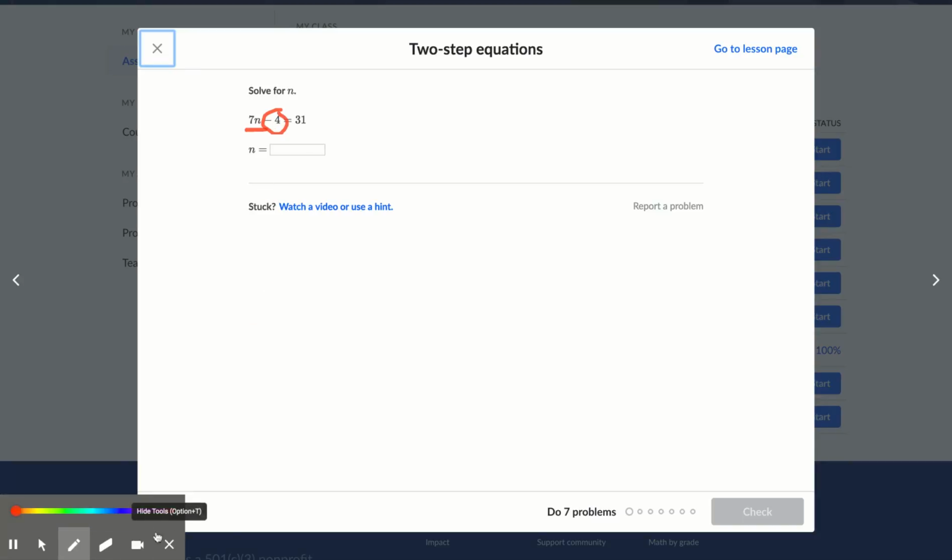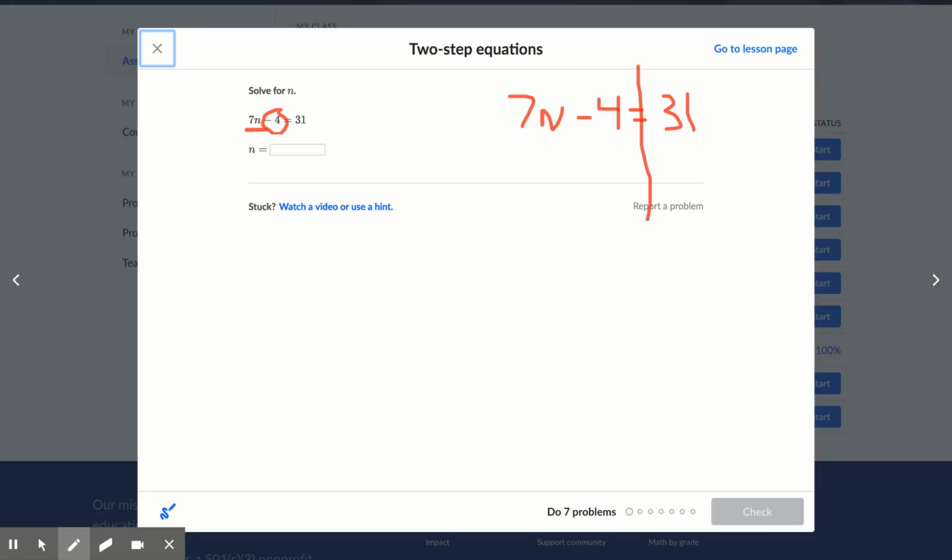When we are working these problems out, I'm going to rewrite this over here: 7n minus 4 equals 31. When you have two-step equations, the first thing you need to be thinking of right away is, draw a line on the equal sign. Whatever I do on this side of the equation, I must do over here. We always have to balance our equations out.